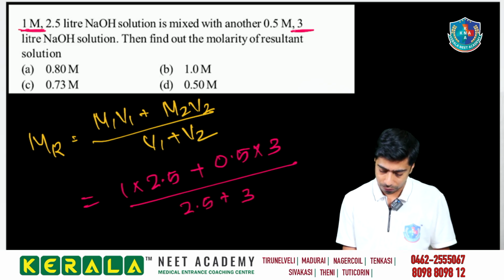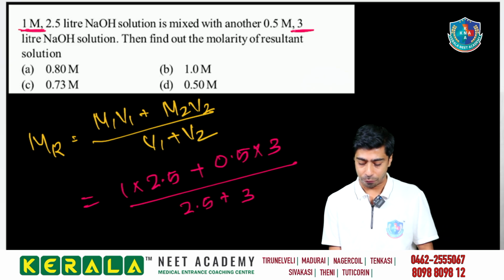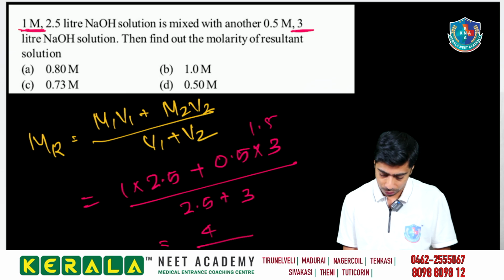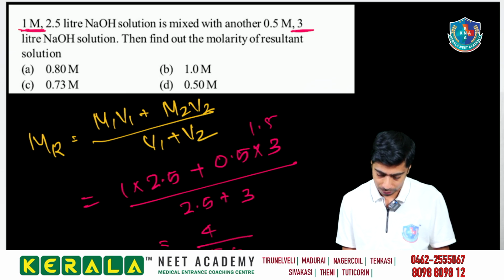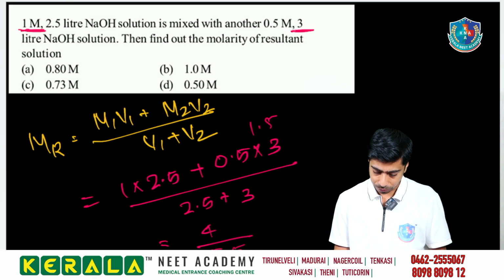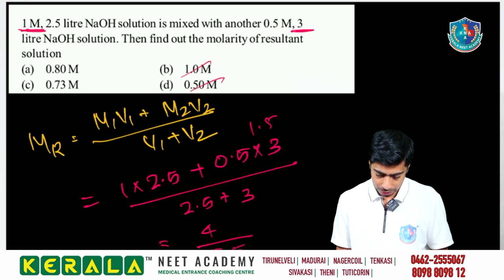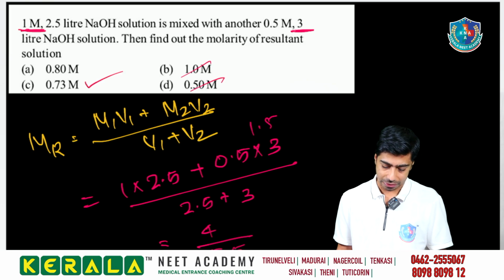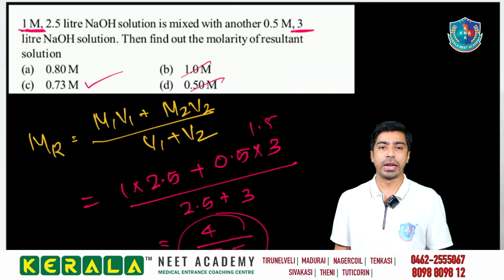So 2.5 plus 0.5 into 3, which will be 1.5. So 4 divided by 5.5. Okay, 4 divided by 5.5. So the answer will be around, it will not be 1, it will not be 0.5. So the answer will be around 0.73. Okay, solving this one, you'll be getting an answer around 0.73.